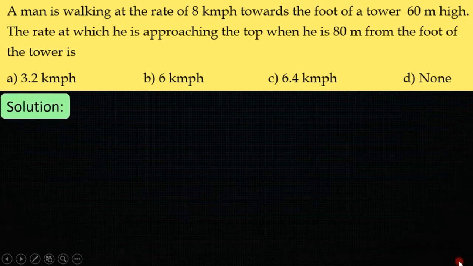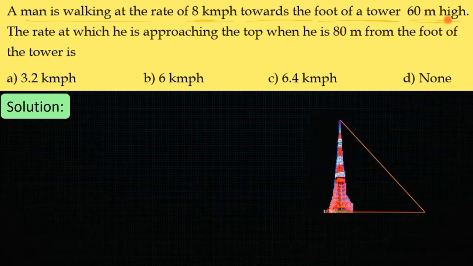Let us find this. Given a man is walking at the rate of 8 km per hour towards the foot of a tower 60 meters high. That is, here this is the foot of the tower. The man is walking in this direction. Let it be x. This is the tower. The height of the tower is 60 meters. Now, given dx by dt is equal to 8.